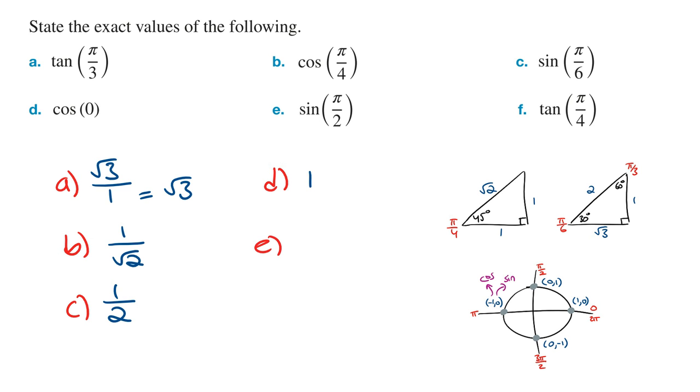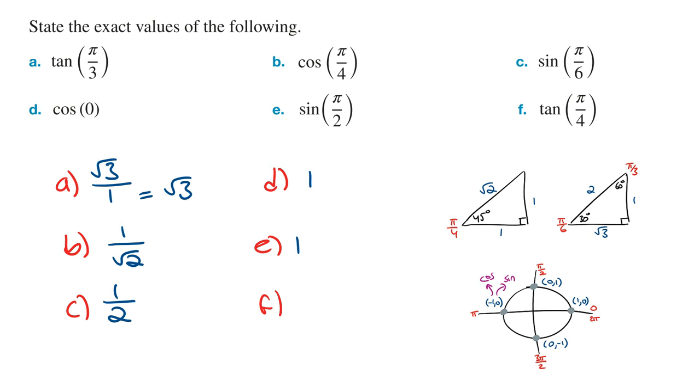Part E. Sine of pi on 2. Again, the angle pi on 2 lies on the axis, and so looking at the coordinates, this is 0, 1. And we know that the y-coordinate is going to equal the sine of the angle, and so the sine of pi on 2 is going to equal 1.